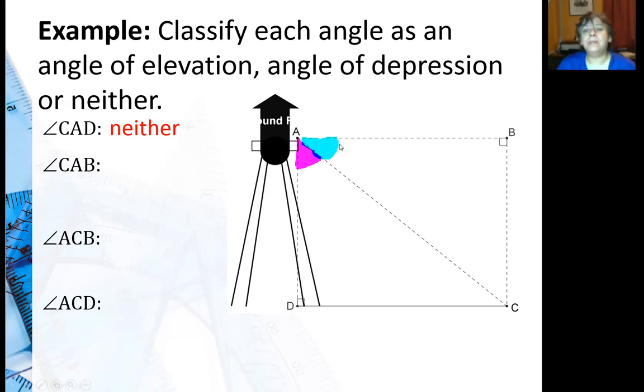Now let's look at angle CAB. Is there a horizontal line? Yes, there is. From that horizontal line, is the person looking down or up? They're looking down. So this is an angle of depression. Angle ACB, is there a horizontal line for that angle? No. So neither.